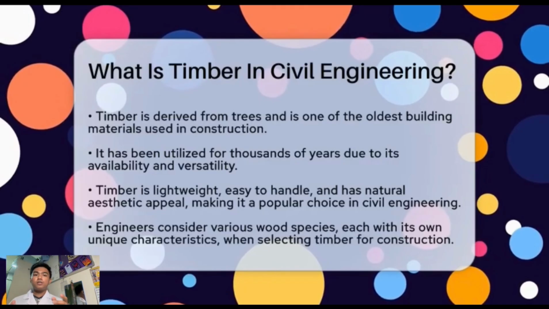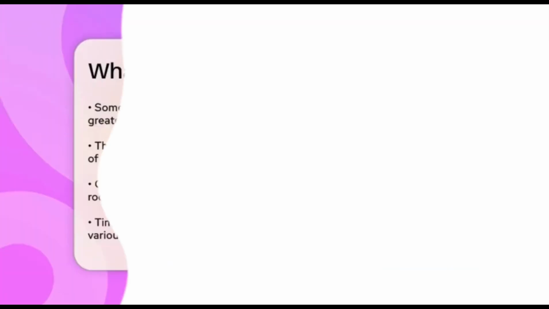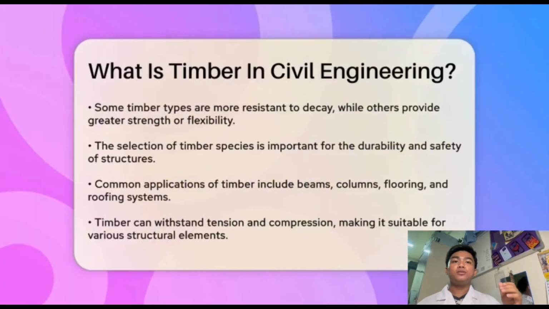Engineers consider various wood species, each with its own unique characteristics, when selecting timber for construction. Some timber types are more resistant to decay, while others provide greater strength or flexibility. The selection of timber species is important for the durability and safety of the structure. Common applications for timber include beams, columns, flooring, and roof systems.